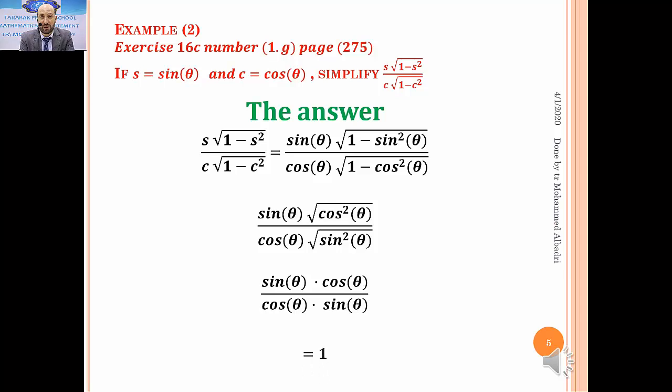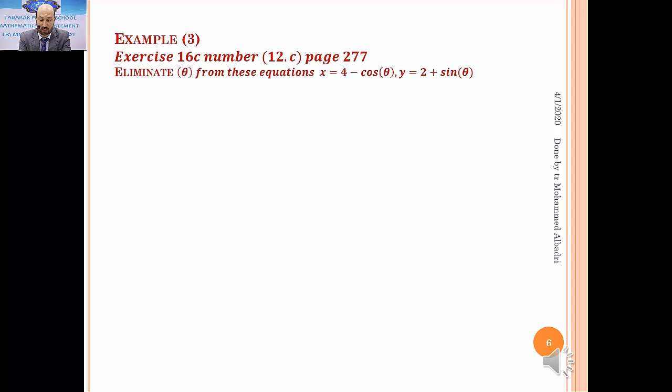So the simplification of the fraction of s times the square root of 1 minus s square over c times the square root of 1 minus c square equals 1. So that was the second example. For the third example, exercise 16c, number 12c, page 277: eliminate theta from these equations when x equals 4 minus cosine theta and y equals 2 plus sine theta.